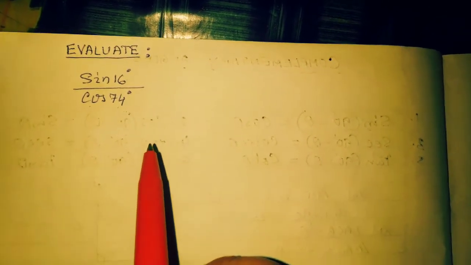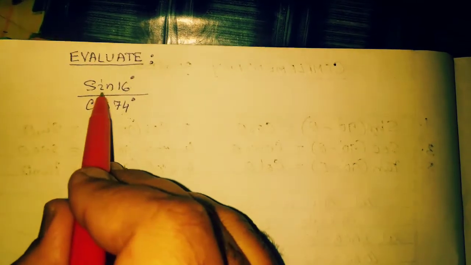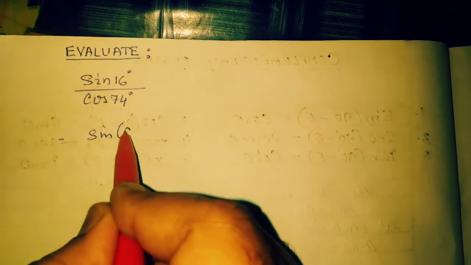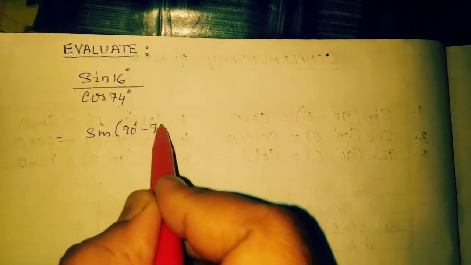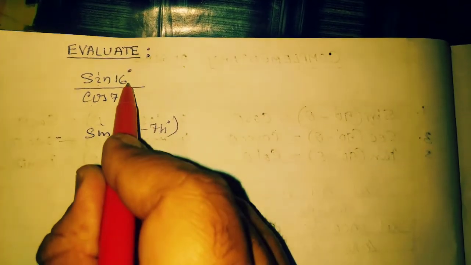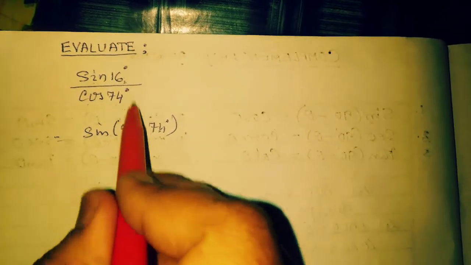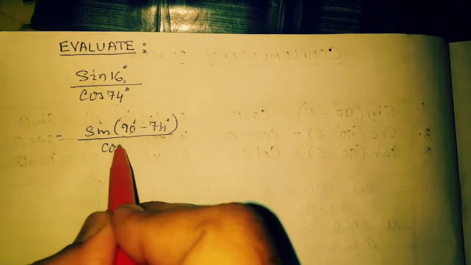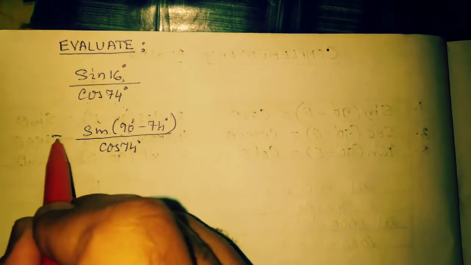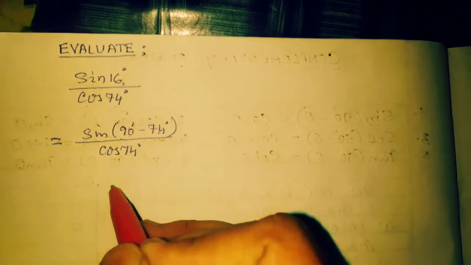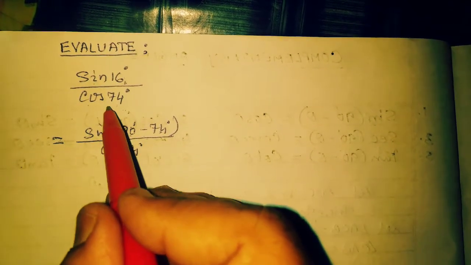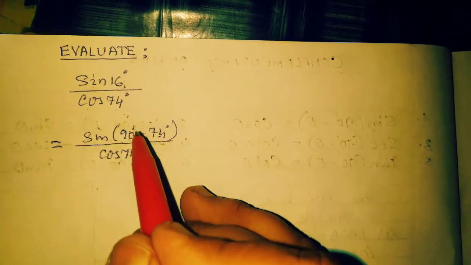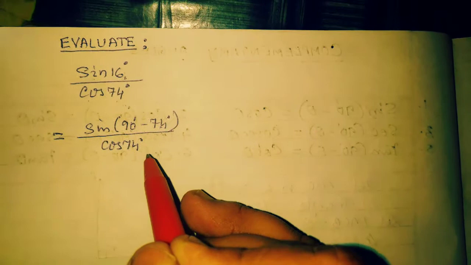You see, student, here are two methods. If you convert sine 16 degree, you can write sine of 90 degree minus 74 degree, because 90 minus 74 is 16 degree. So instead of 16 degree I have written 90 degree minus 74 degree, divided by cos 74. I have converted the numerator here. You can convert the denominator also. If you convert the denominator, then it will be cos 90 minus 16. So convert any one of them, not both numerator and denominator at the same time, to solve this question.